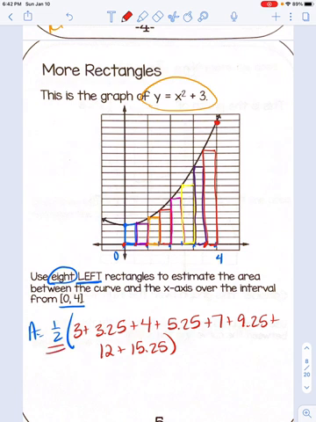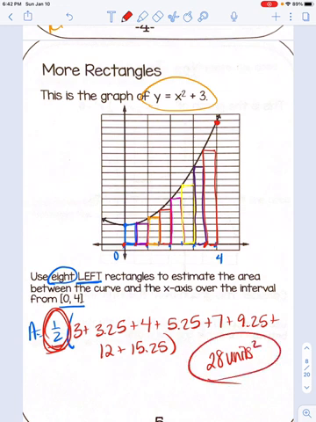Again, I have one big 1/2 out front because all the widths of all these triangles are a half. So I'm going to add all that up, and don't forget to times it by a half. And I got 28 units squared. And I know that that's going to be an underestimate because I can see from my graph that I have empty space underneath.